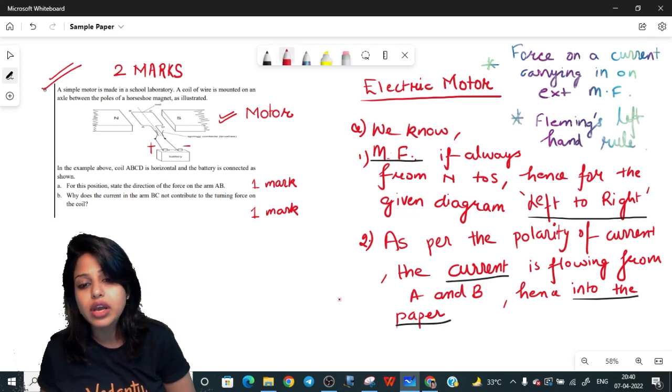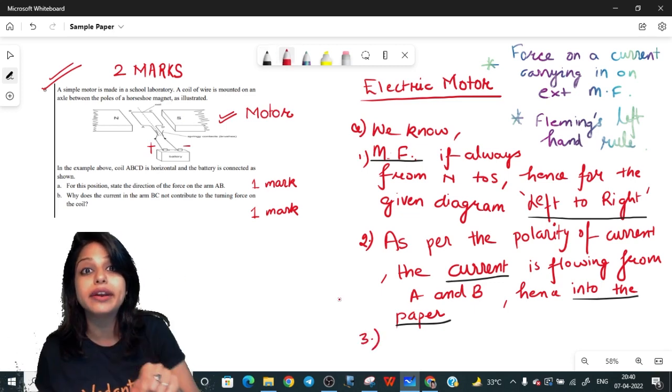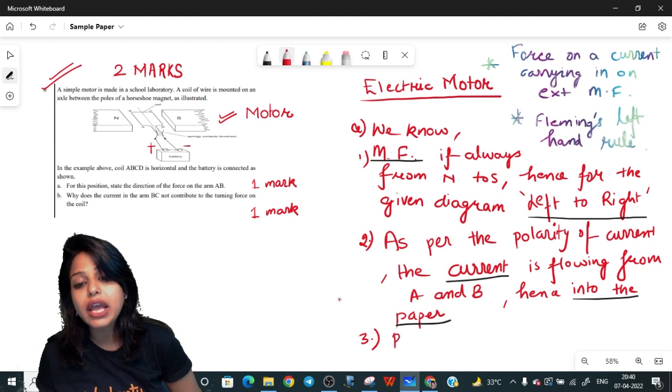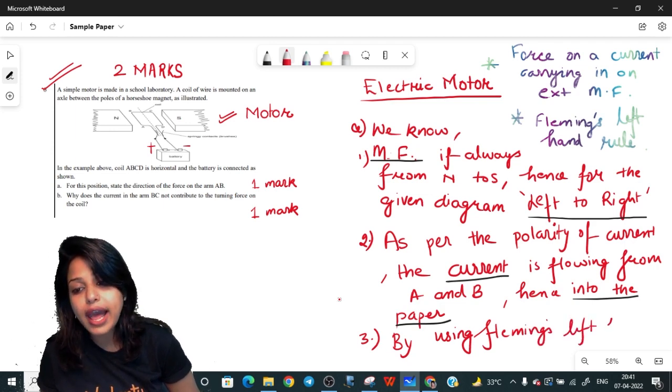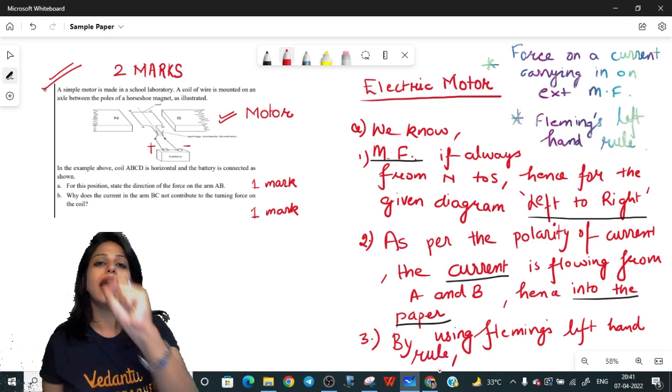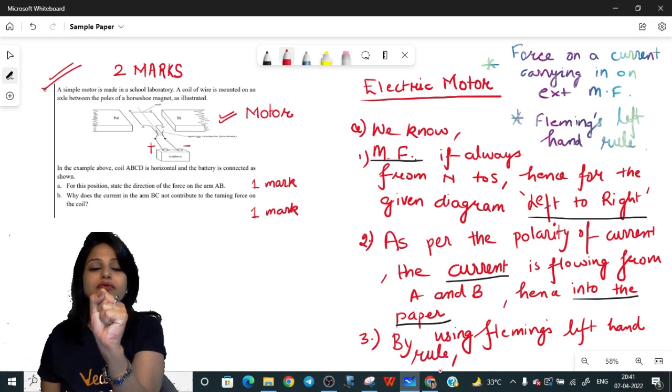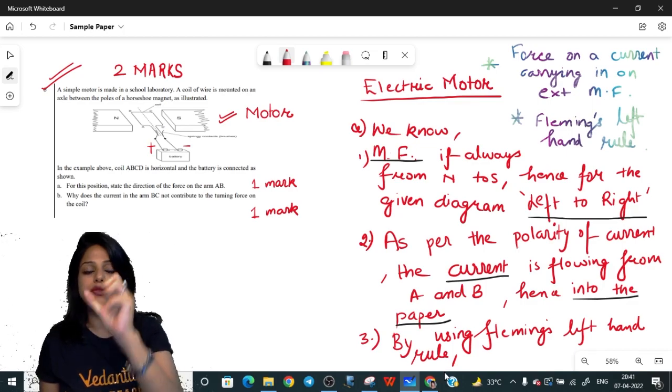I'll use point number 3. I have to write now, by using Fleming's left hand rule. Now what will I be doing? I'll put my left hand in front of me. First take the fist.